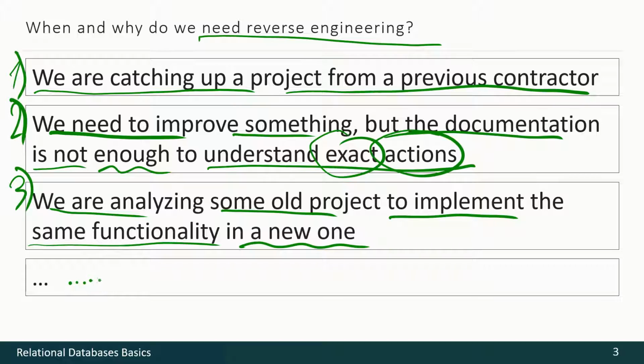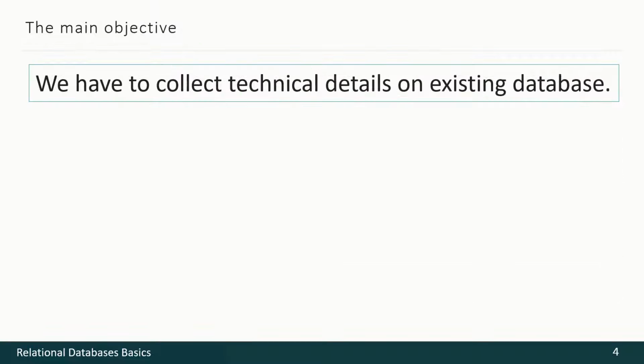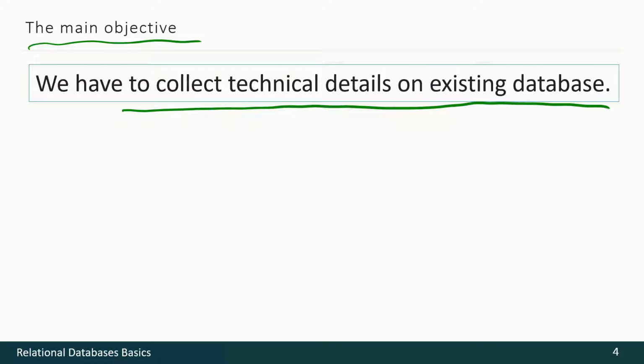Or we may have any other reason. The reason is not important. What's important here is that we have our reverse engineering process to give us the information we need. So, obviously, the main objective of reverse engineering is to collect technical details on existing database.